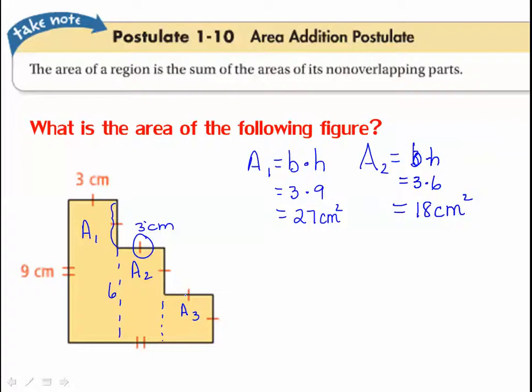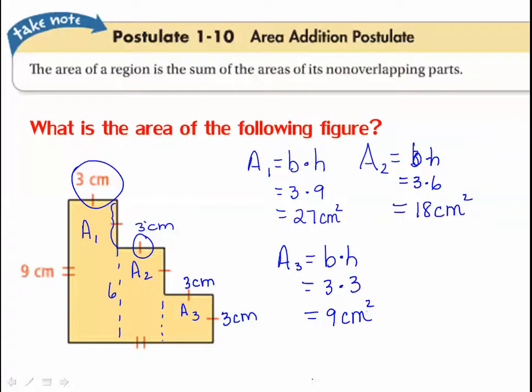For area 3, I notice both of these are marked congruent to the 3 up at the top of the figure. So the base and the height on the third are both 3 centimeters. So for area 3, we can use base times height or side squared. It doesn't matter, because either way I'm going to be multiplying 3 times 3, which is 9 square centimeters. So if I want the area of the total figure, I simply add 27 plus 18 plus 9 and get a total of 54 square centimeters.